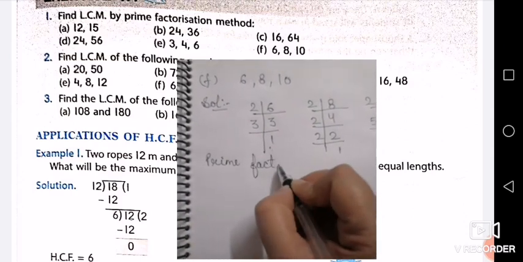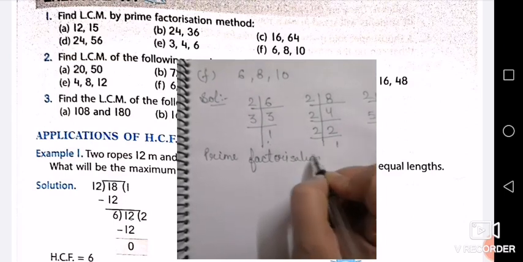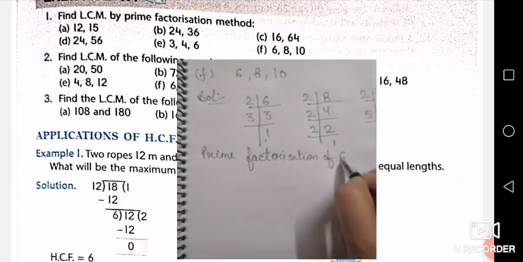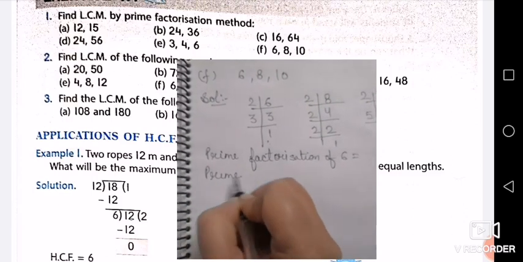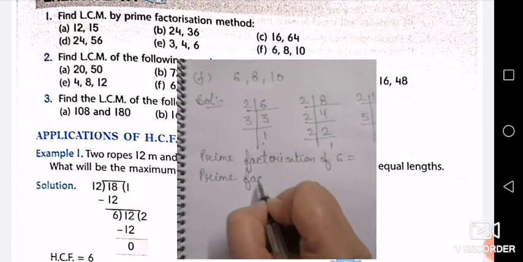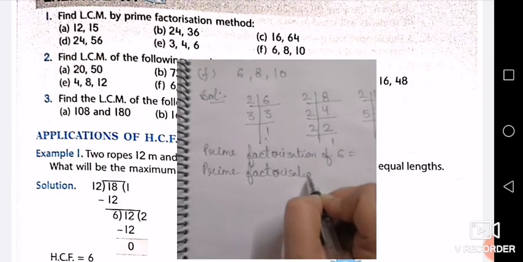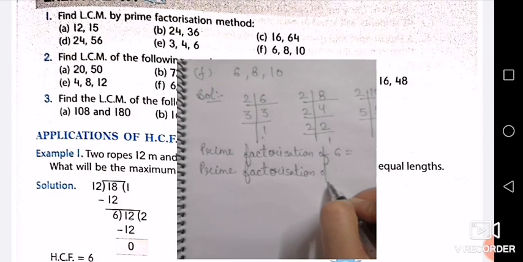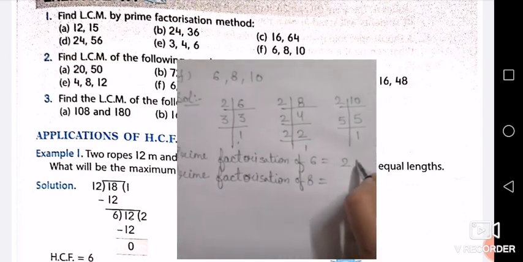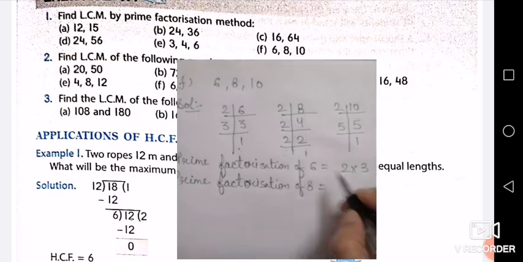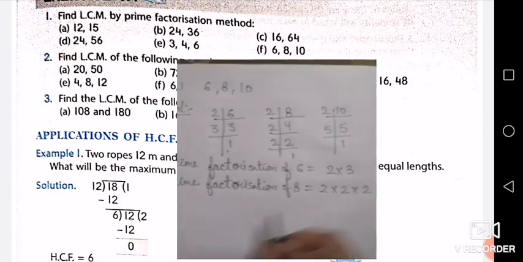Prime factorization of 6. See, just now I will tell you how you will find the common factor among all these prime factors of a given number. Prime factorization of 8 you will write. Now 6 is 2 multiplied by 3, then 8 is 2 multiplied by 2 multiplied by 2.